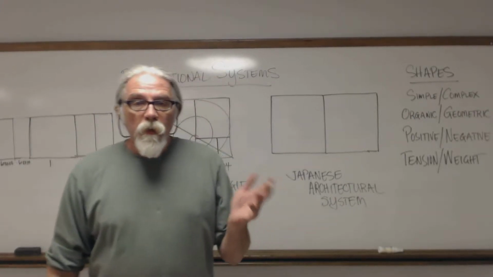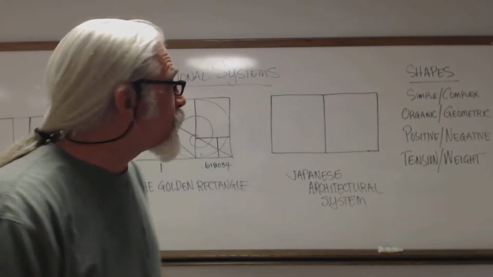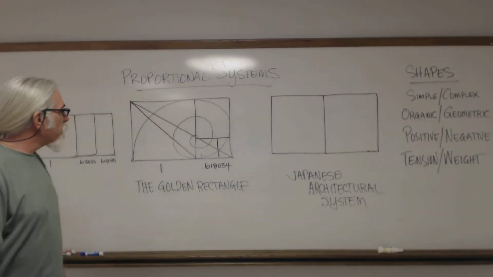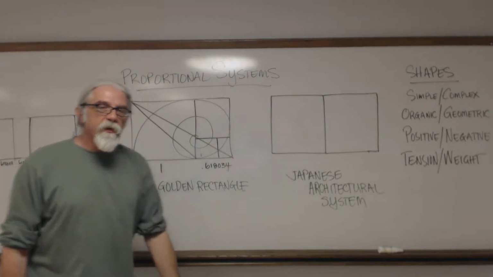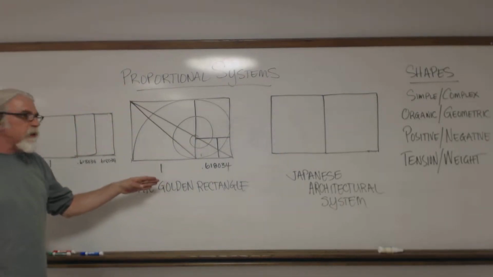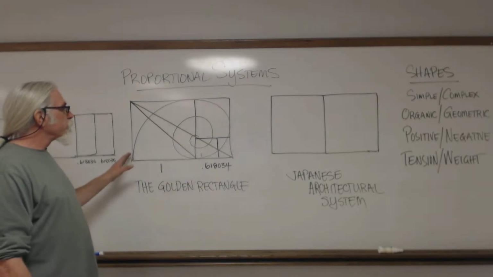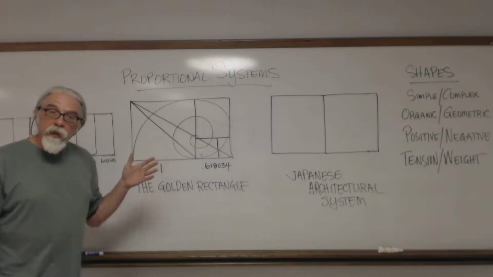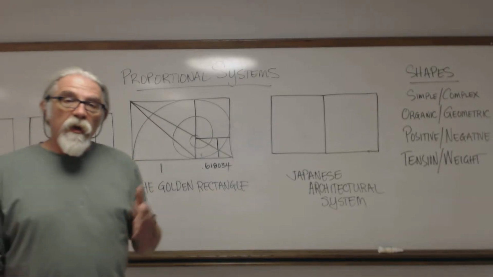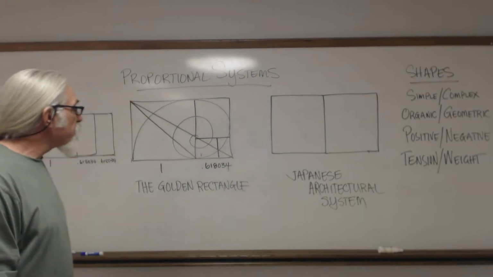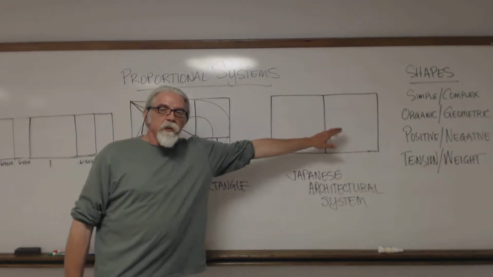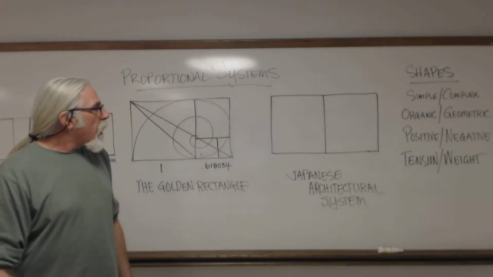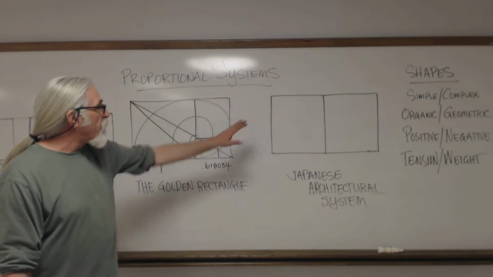Hello again. Well, we're back and we're going to talk a little bit more about composition, talk a little bit about proportional systems. Two of these proportional systems that we see here are historic proportional systems. The golden rectangle, which has been in use designing architecture and art since the time of the Greeks in Athens. And the Japanese architecture system of two squares, bringing these two squares together and creating a proportional system of format.